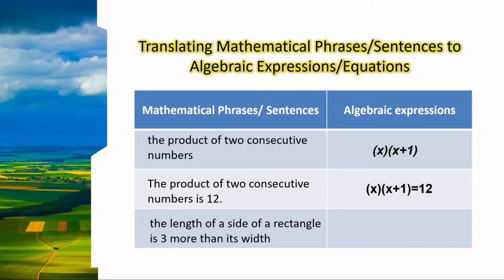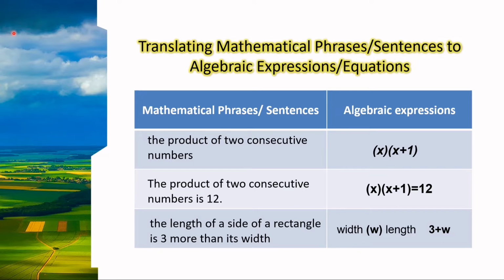So the width will be w, and since the length of the side of the rectangle is 3 more than its width, therefore we have 3, and more than can be translated to an addition symbol, plus w. So that's the way we translate mathematical phrases into mathematical sentences or algebraic expressions. Alright, so I think you already have the prerequisite skills for our lesson for today.